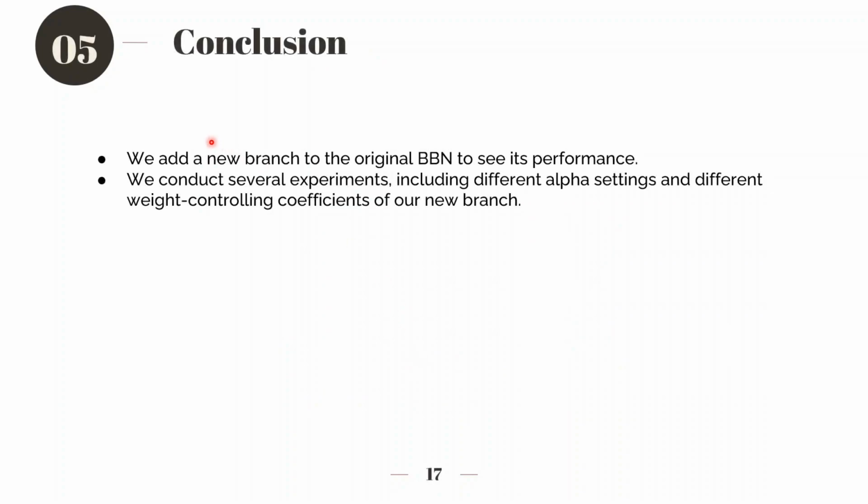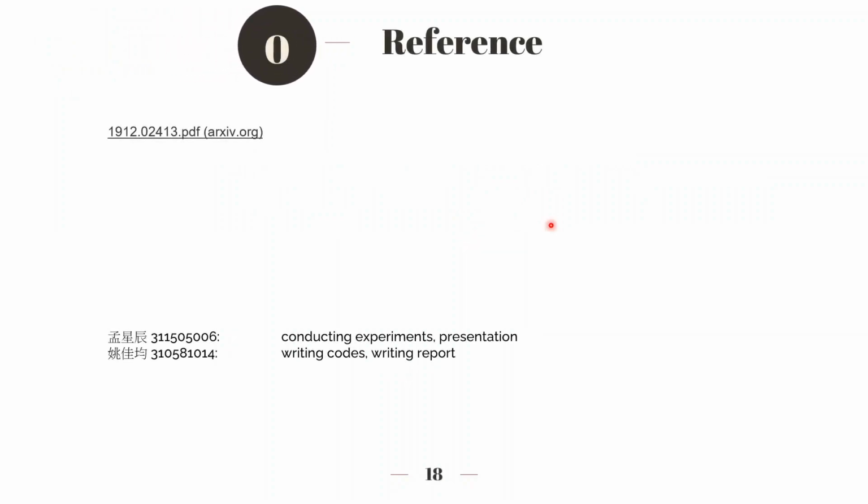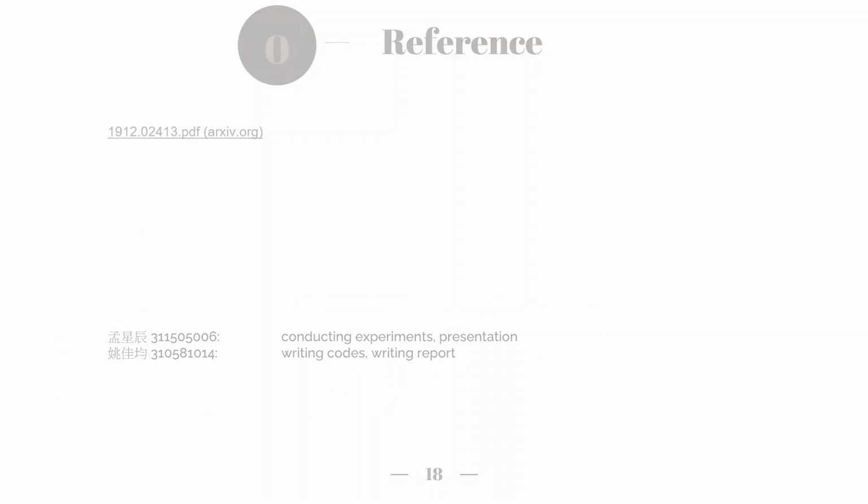Here's the conclusion. What we have done is that we add a branch to the original BBN to see its performance, and we conduct several experiments, including different alpha settings and different weight controlling coefficients of our new branch. And this is our reference and the workload separation.